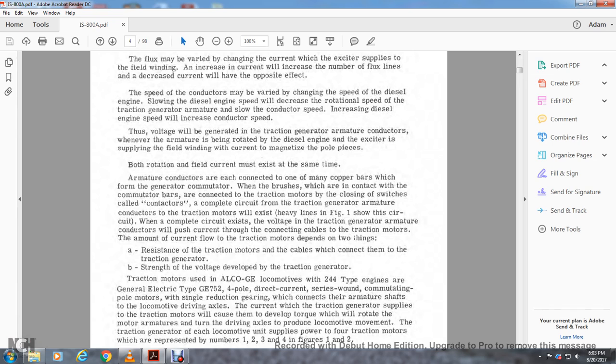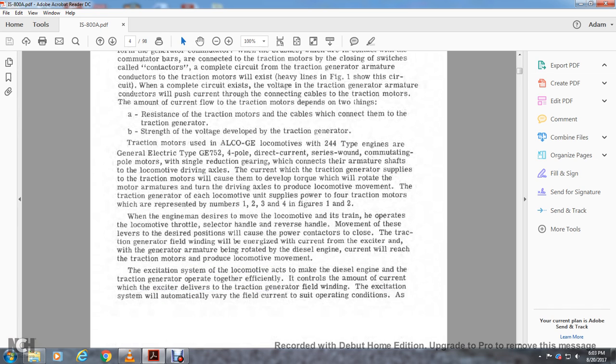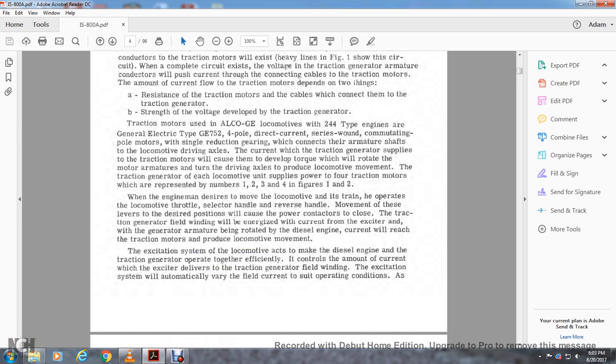The traction generator of each locomotive in the unit supplies power to the 4 traction motors, which are represented by the numbers 1, 2, 3, 4, as shown in figures 1 and 2. When the engineman desires to move the locomotive and train, he operates the locomotive throttle selector handle and reverse handle. Movement of the lever to the desired position will cause the power contactor to close, and the traction generator field winding will be energized with current from the exciter, while the generator armature is rotated by the diesel engine, producing current which will reach the traction motor to produce locomotive movement.